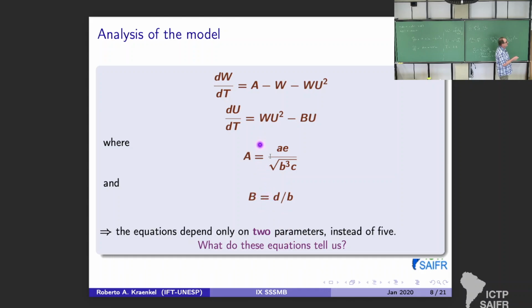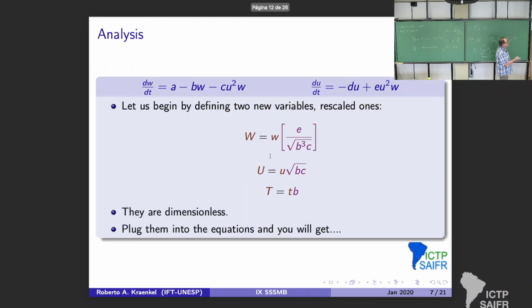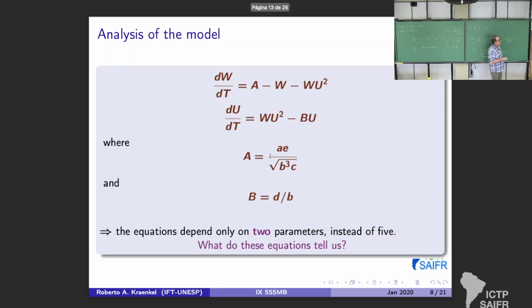B was the ratio of the death rate of the vegetation cover to the evaporation. Saying this is small means that the death rate of the vegetation should not be too high.